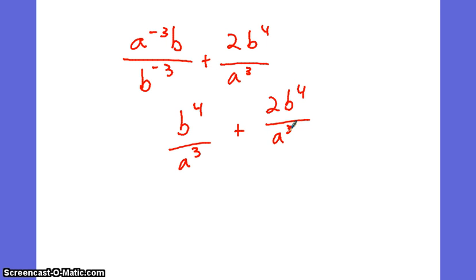And you can see how we got that because this one's already positive. That one's all good. I don't have to change anything. When I move b to the negative third up and I add 1 to it, I get b to the fourth. And I move this down, it becomes positive, and I get a to the third. Then you should be able to realize that 2b^4 plus b^4 equals 3b^4, and you already have a common denominator. And we'll worry in the future about what to do if we end up having to make a common denominator, but not today.